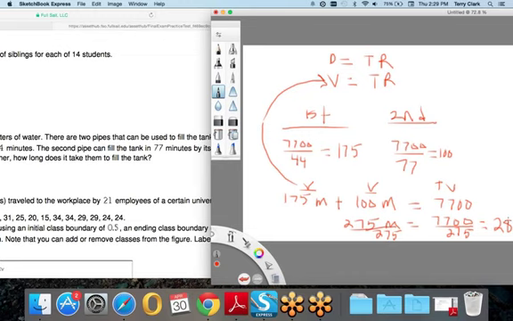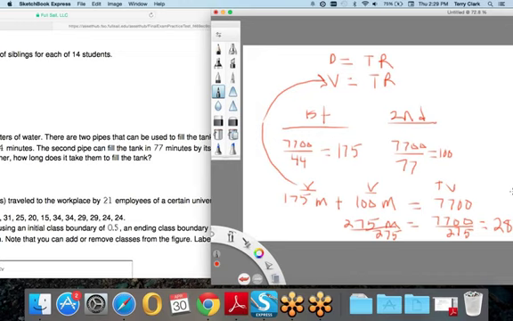Okay, so when they're working together, they can pump all that water out in 28 minutes. And if they're working together, they should be able to do it faster than either one of them can do it separately. So that answer would make sense.